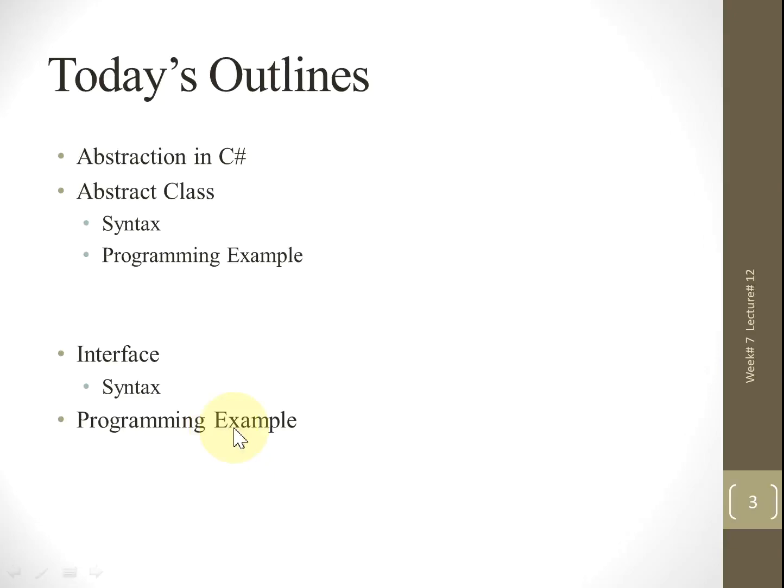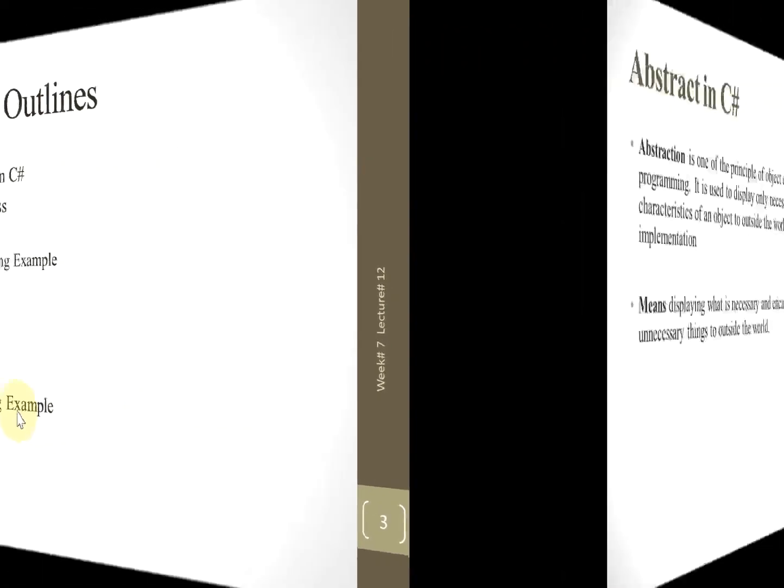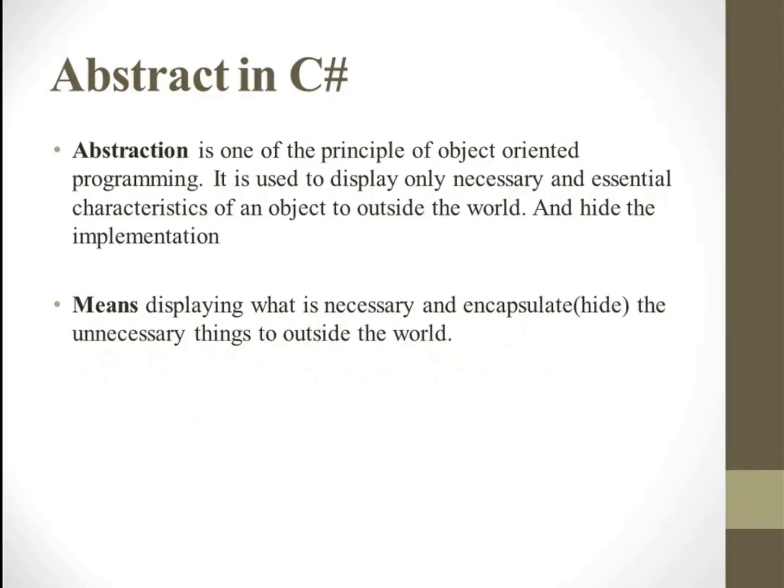So now let's start. Abstraction is one of the main principles of object-oriented programming, and it is used to display only the necessary and essential characteristics of an object to the outside world and hide the implementation. It means you have to display the necessary information and hide, encapsulate, the unnecessary things from the real world.